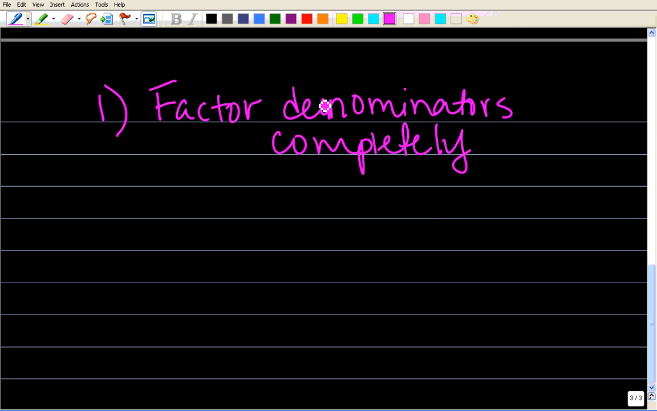Took a long time to write here. Denominators. Sorry, that looks so messy. Okay, factor the denominators completely. The second step would be to find the least common denominator.